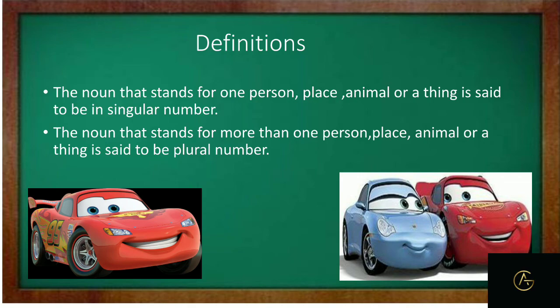Now, what is the definition? The noun that stands for one person, place, animal, or a thing is said to be singular number. Like this car is singular number because it is one. What is it? One person, place, animal, or thing. It is all singular number. A noun that stands for more than one person, animal, thing is plural. These are 2 cars. It is in plural. What we call car, one car, and we add s behind the car, it becomes cars. We say 2 cars are talking and they're happy, right?